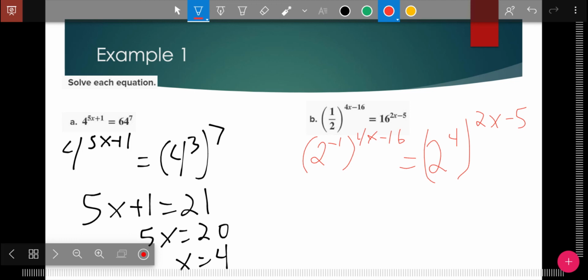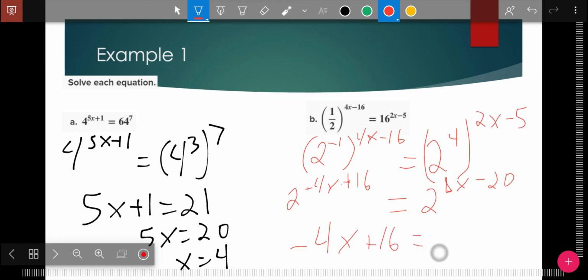Now I have to distribute. Negative 1 times 4x is negative 4x. Minus 16 turns into plus 16. 4 times 2x is 8x. 4 times 5 is 20. And so now I'm at negative 4x plus 16 equals 8x minus 20. The base 2s cancel out, and so I just got the exponent. So now I have to solve that.